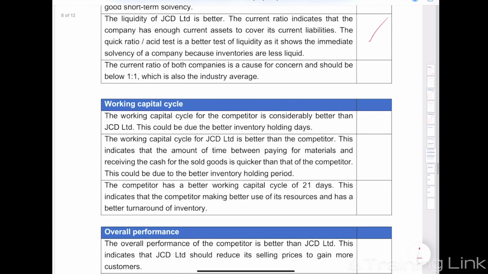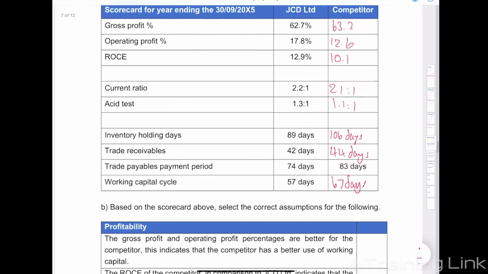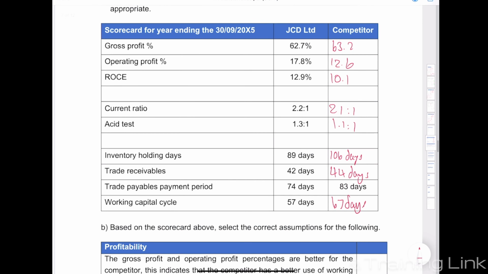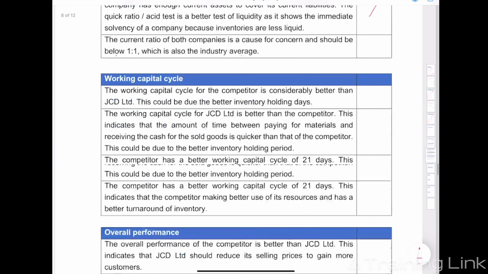It then says the working capital for JCD Limited is better than the competitor, which is true, we know that. This indicates that the amount of time between paying for materials and receiving the cash for goods sold is quicker than that of the competitor, which it more than likely does. This could be due to better inventory holding period, which we know that the inventory holding period is also better for JCD Limited. So that would be the correct option.